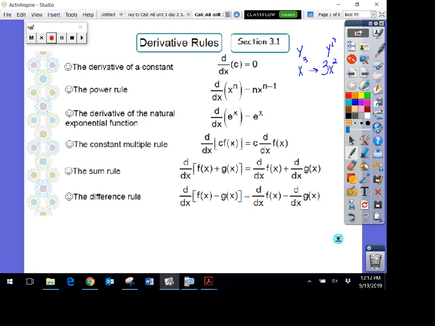Bring that down in front. If you have e to the x, okay, the derivative of e to the x is just e to the x. So whenever you see e to the x, the derivative is just e to the x. Just the same thing. E to the x is e to the x.